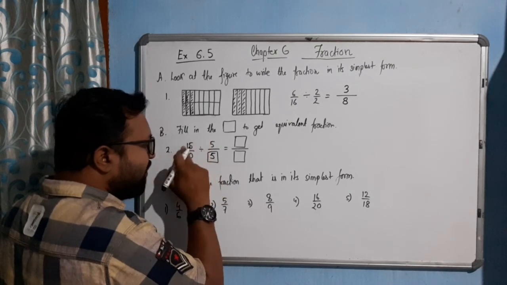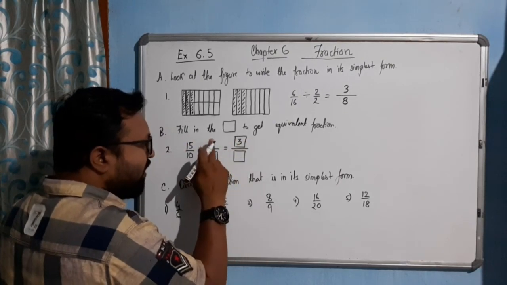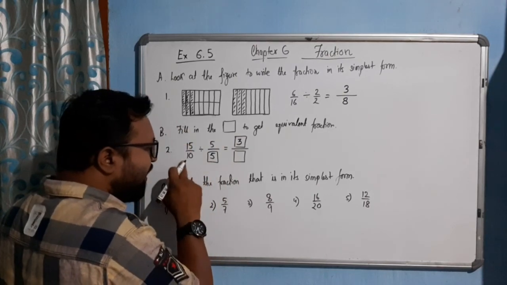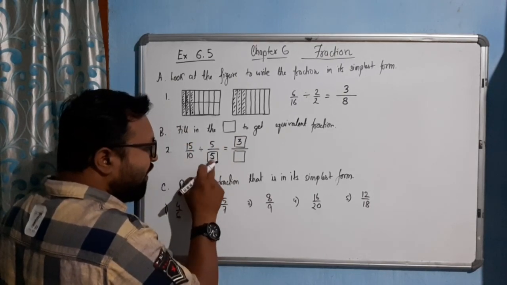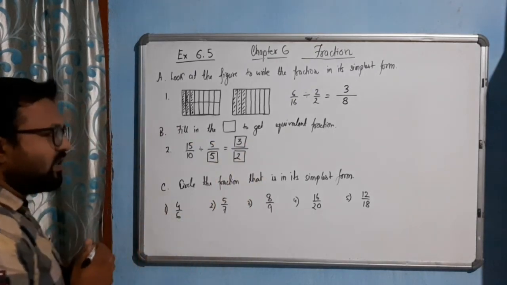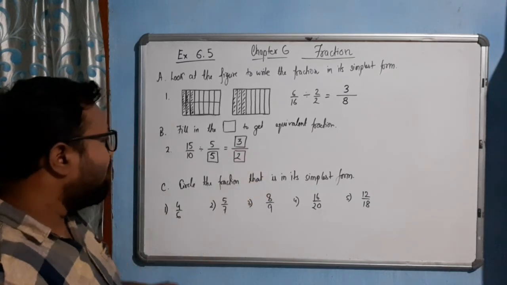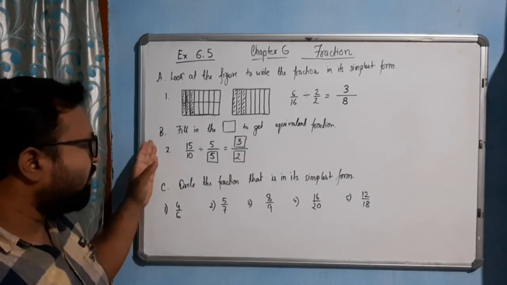Now 15 divided by 5. Sorry, 5 3s are 15, so we are getting 3. Again if we divide 10 by 5, 5 2s are 10, so you will get 2. So 3 by 2 is what? Equivalent fraction. Is that clear? And this is in simplest form also, 3 by 2. Now in this way you will do the rest of question B.